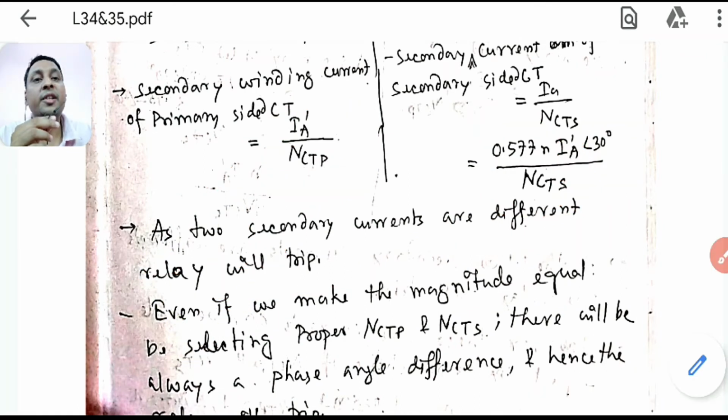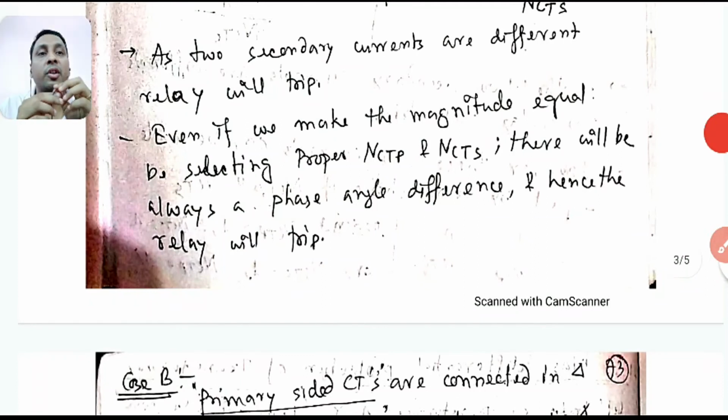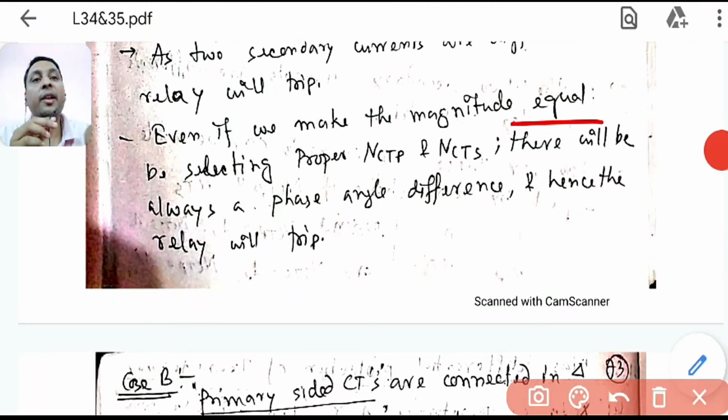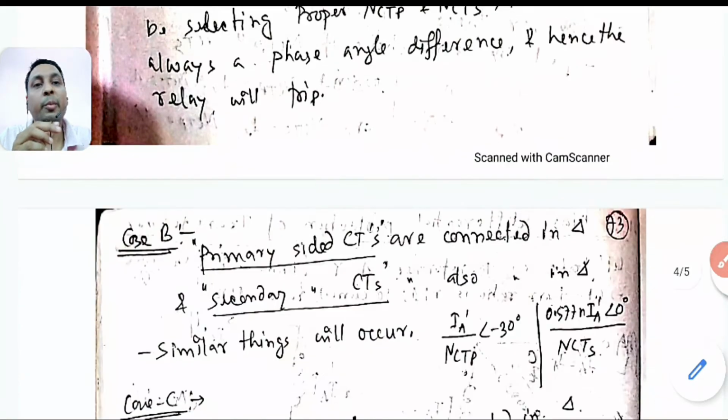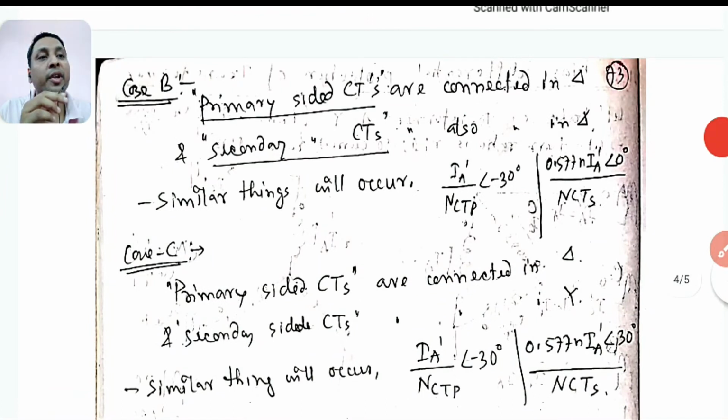So there will always be a spill current flowing through your differential protection. Even if the magnitudes are equal, by selecting these two, there will always be a phase angle difference, hence the relay will always trip. So you cannot make the relay stable. This connection will not work out. That means I cannot make star-star connection on both sides.